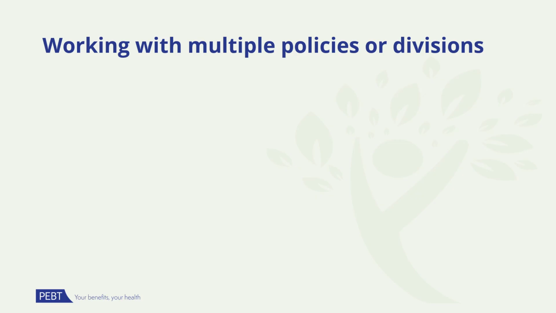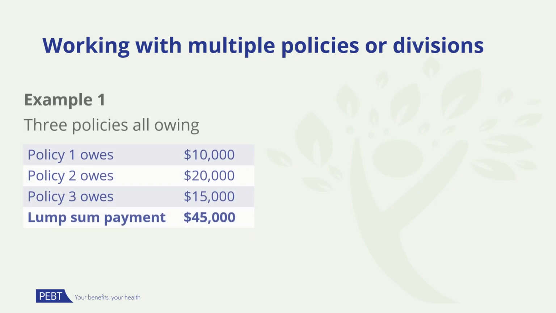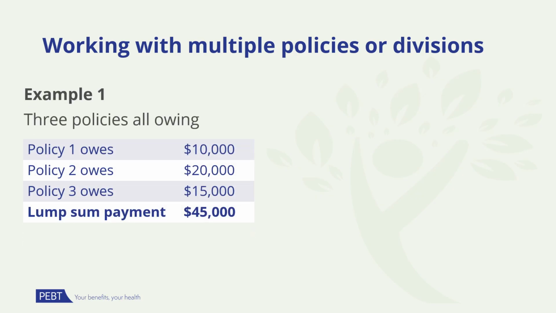Paying in a lump sum is an option. However, there are nuances to be aware of. In example 1, there are 3 policies, each with a balance owing. You add together your totals and pay one amount. However, you do need to ensure you break down the payments by policy or division on the payment notification.